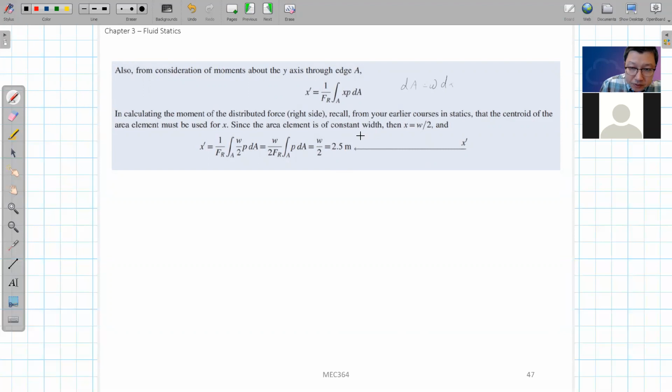So you just do this, so you get the final result. You get 2.5 meter. Okay, and so this is one way you can find both this F_R, x prime, and y prime.